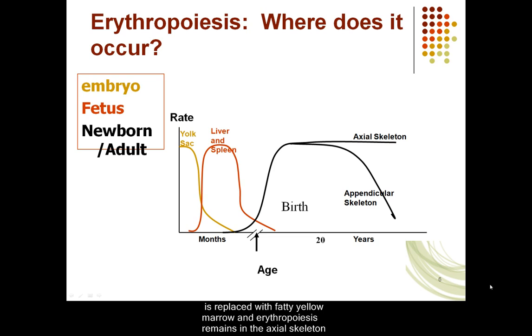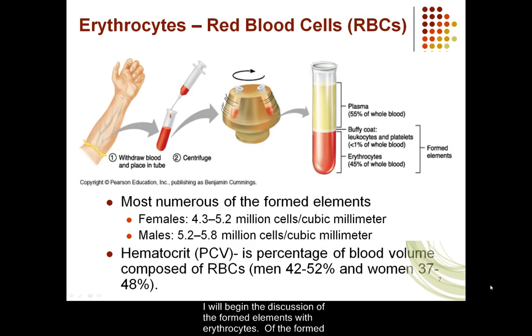At about 20 years of age, the red bone marrow in the long bones of the appendicular skeleton is replaced with fatty yellow marrow, and erythropoiesis remains in the axial skeleton. I will begin the discussion of the formed elements with erythrocytes. Of the formed elements found in blood, erythrocytes are the most numerous, about 99%. Although erythrocytes are commonly referred to as red blood cells, or RBCs, the term cell is a misnomer because mature erythrocytes lack nuclei and organelles.